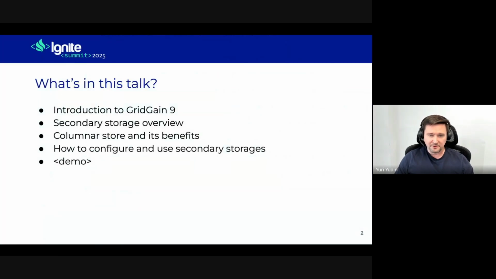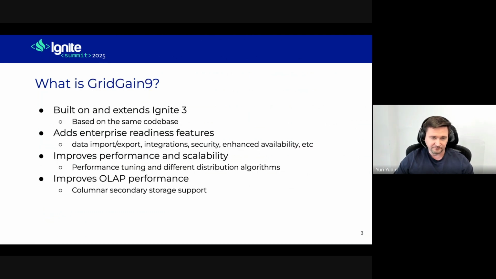So first, let's look at what we're going to cover today. We will start with the introduction of GridGain 9, what it brings on top of the third version of Ignite. We will then look at the secondary storage concept and how it works. With that introduced, we will go into the details of the columnar store and discuss its benefits. We'll then see how to configure and use secondary storages. And last but not least, we'll try it all hands-on in a small demo. So let's get into it.